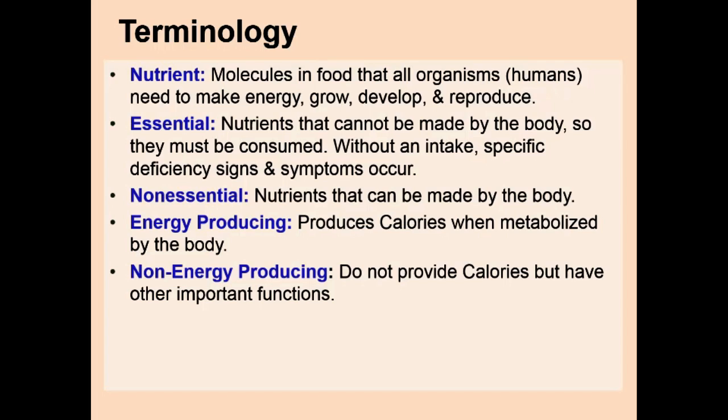Then we have non-essential nutrients, which are those that can be made by the body. We also have energy-producing and non-energy producing nutrients. Energy-producing nutrients are going to produce calories when metabolized by the body. And we're going to get a lot more into what energy really means. But energy-producing nutrients are going to provide building blocks so that we can run all the chemical reactions that are going on in the body. Non-energy producing nutrients do not provide calories but do have other important functions within the body.